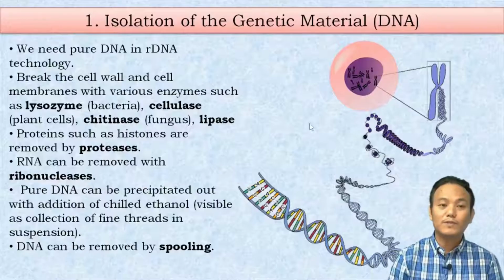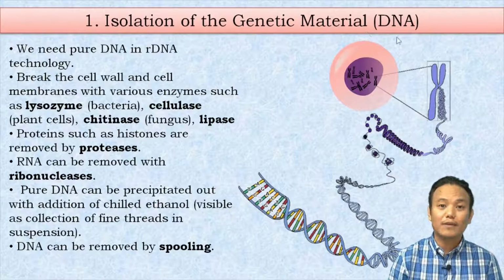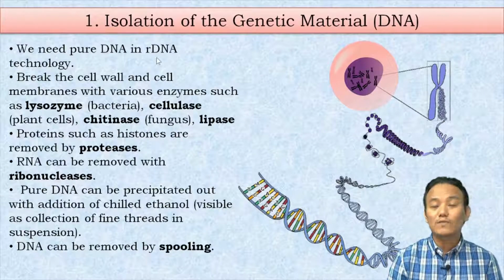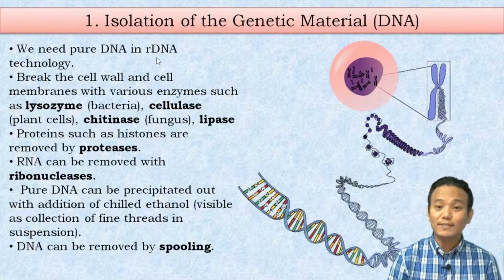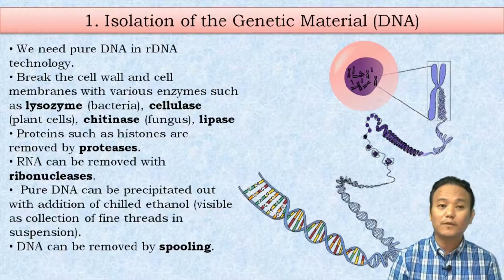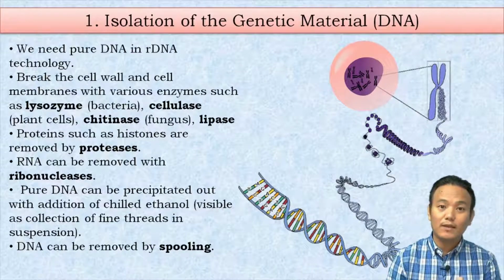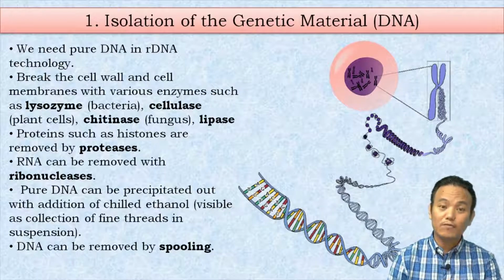The first process is isolation of the genetic material, that is DNA. For recombinant DNA technology, we need pure DNA, that is DNA without any other biomolecules associated with it. We know that the DNA is located within the cell. If it's a eukaryotic cell, the DNA is located within the nucleus of the cell. In order to get pure DNA out of the cell, we need to break open the cell membrane.